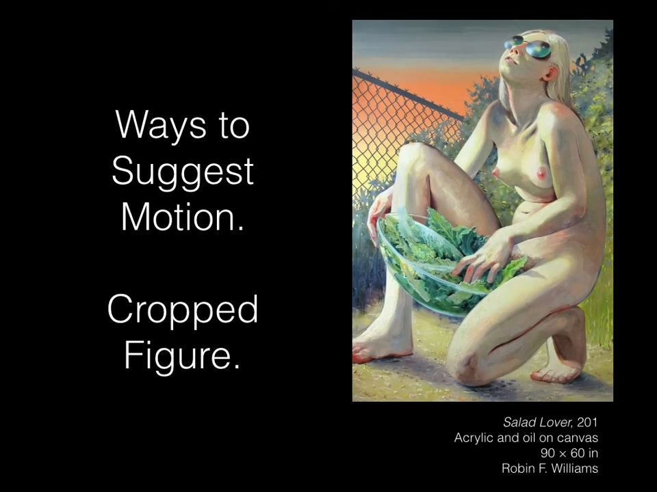All right, another way to suggest motion is cropped figure. So in this piece we see by Robin F. Williams called Salad Lover, this figure is just crouched down and was just standing up, or is doing the reverse, was crouching and is just about to stand up. But one way or another, there's some movement going on.